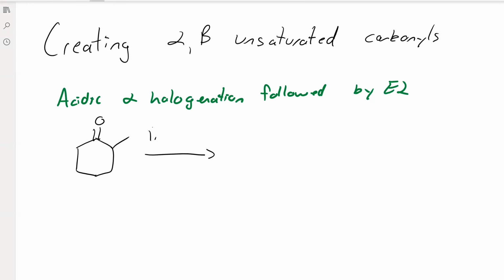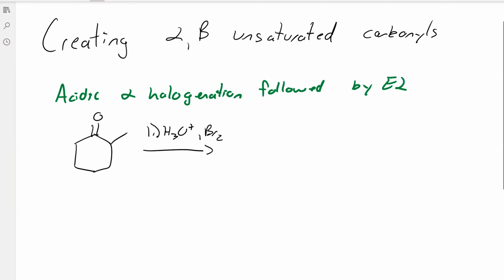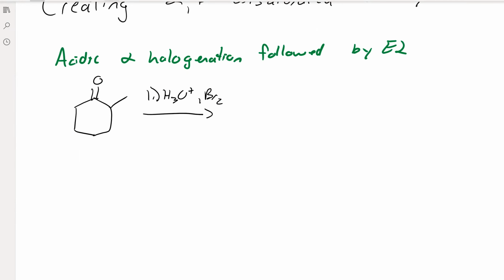To this, we add some acidic water and some Br2, and then that'll do that acidic alpha halogenation. So that'll do this step. It'll insert your Br in the more substituted position. Right, and that's that first step.